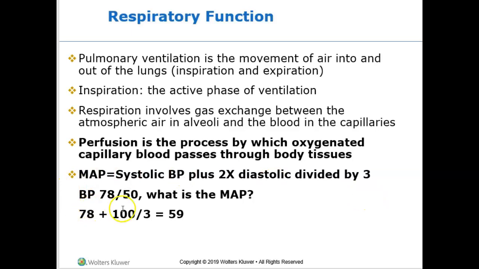So if you look at this example, you have a blood pressure with a systolic of 78 over 50 diastolic. What is the MAP? So you take 78 plus 2 times your diastolic, which is 100, and divide it by 3, and that equals 59. And I will tell you that 59 is not a good number, and you're not perfusing your organs and tissues with a MAP of 59. And I think you can probably tell why. Look at that blood pressure.